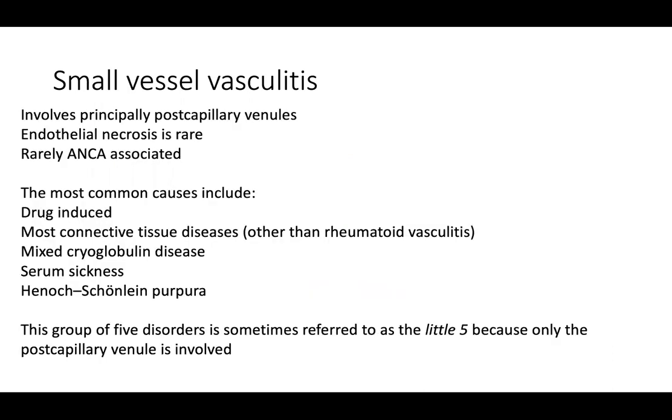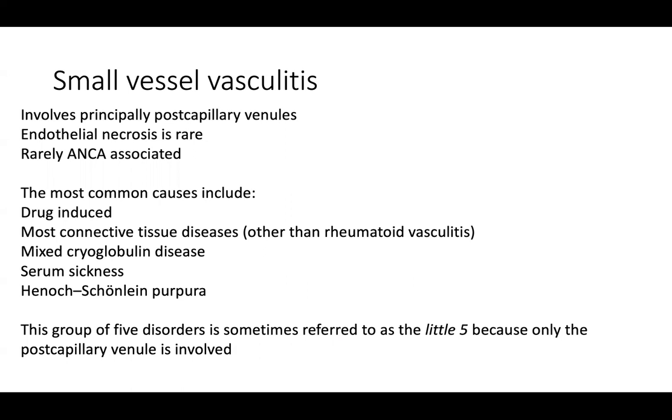So small vessel vasculitis, as we mentioned, involves principally the post-capillary venules. That's a kind of a high-yield question that you may be asked on an exam. The post-capillary venules are the most commonly targeted in small vessel vasculitis. Endothelial necrosis is rare. Typically, though, you'll see the fibrinoid necrosis on the outside of the vessel wall, and then later on, depending on the extent of the vasculitis, you'll actually lose the integrity of the vessel.